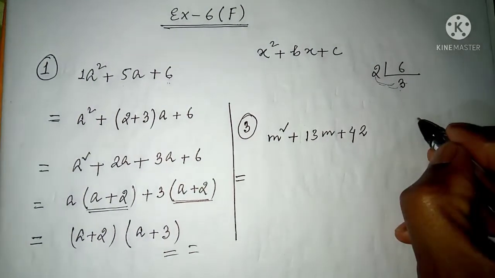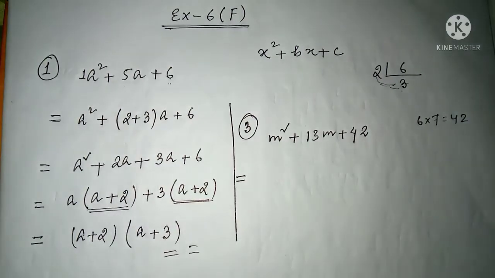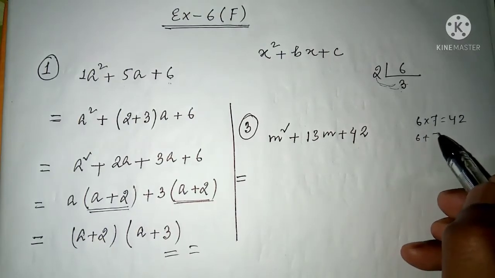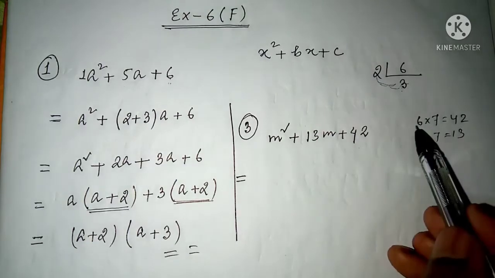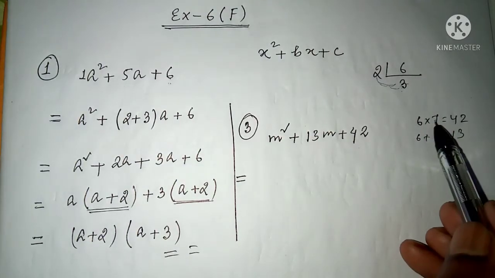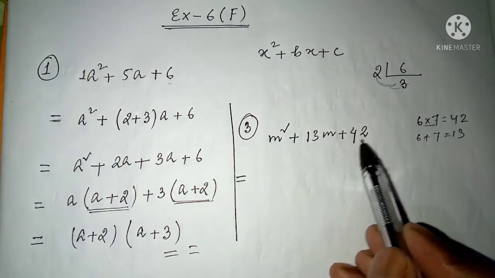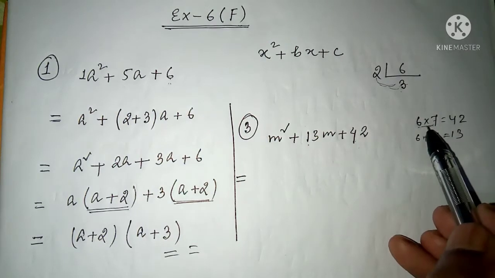Then how to see? Very simple. 6 into 7 gives me how much? Is it 42? Yes, 6 into 7 is 42. Now see, 6 plus 7 is how much? 13. So 6 and 7 satisfy both conditions. When I multiply these two, it gives me 42. When I add these two, it gives me 13. That means I can consider 6 and 7.